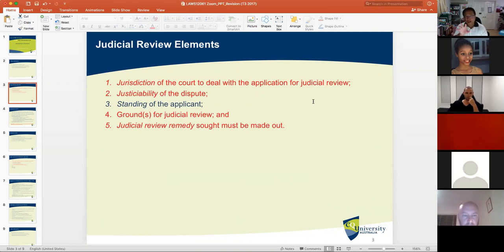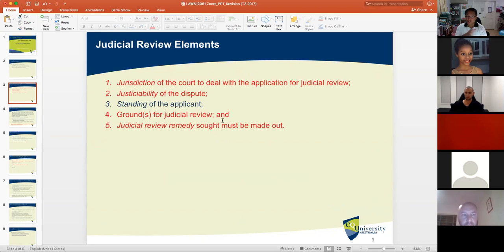I'm putting the color red on these ones because these are going to be part of the final assessment. The one about standing of the applicant will not be asked. So you will just have to assume that you will likely see in the facts that the applicant actually has legal standing, so you don't have to get into that. The fourth element of judicial review is the ground for judicial review.